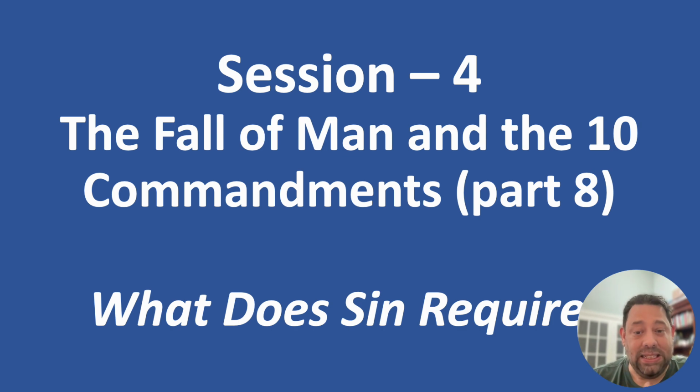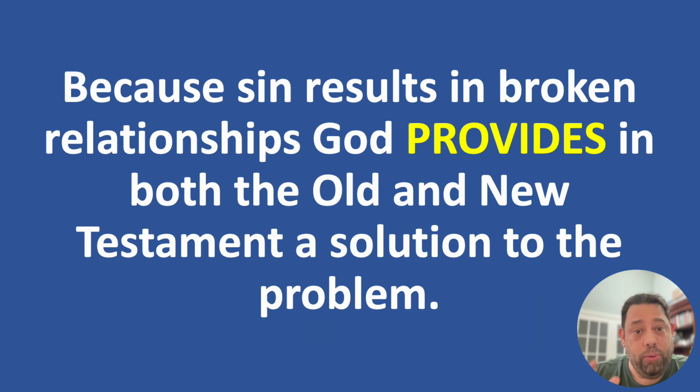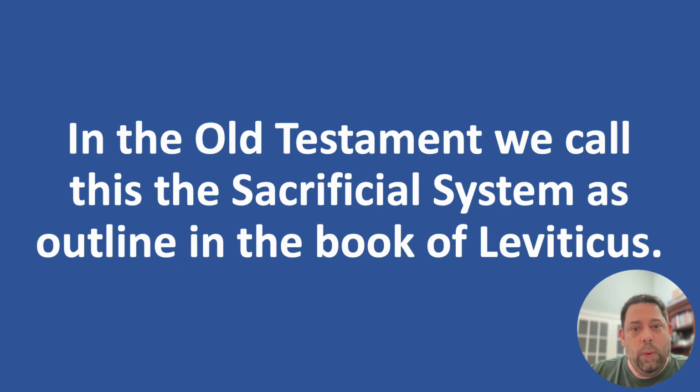So let's look at this topic. What does sin require? Because sin, as we saw in the previous session, episode 7 of session 4, results in broken relationships, both between God and people, God provides in both the Old and New Testament a solution to the problem. In the Old Testament, we call this the sacrificial system as outlined in the book of Leviticus. So you can open up your Bible, go to the third book of the Bible, Leviticus, and there you'll find the sacrificial system outlined.